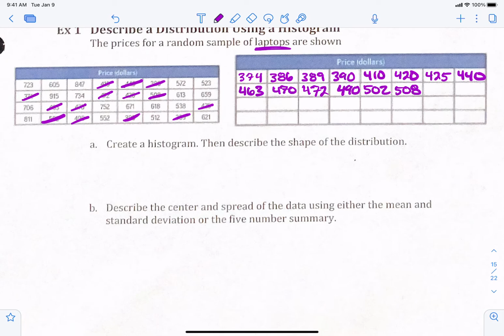Next, oh wait, there's a 706. Hang on, I just lost it. No, kidding. 512. Okay, what's next? 520. 523. Okay, that's the end of the second row.